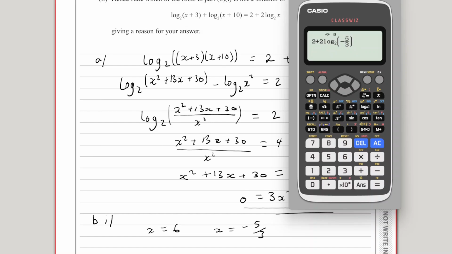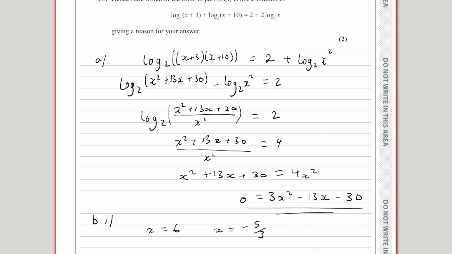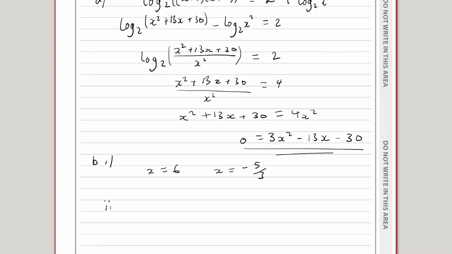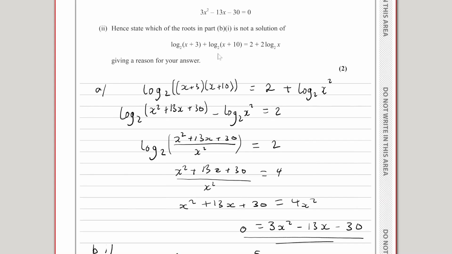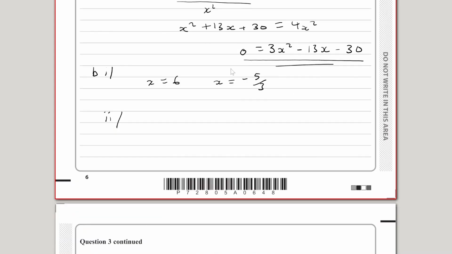It's an error because 2 to the power of something can't be a negative. So which of the roots is not a solution? Minus 5 thirds, because 2 to the power of something cannot equal minus 5 thirds.